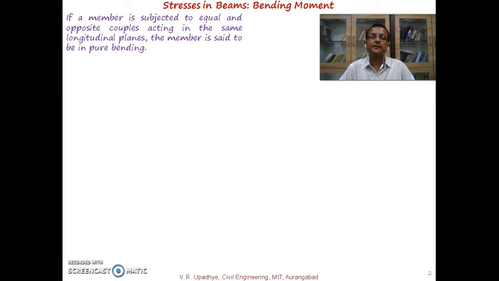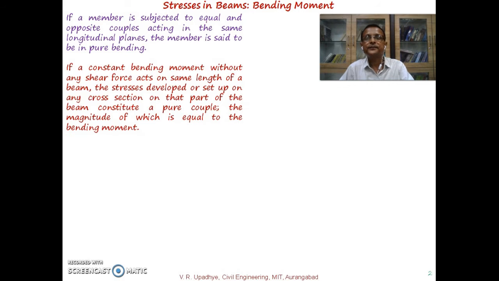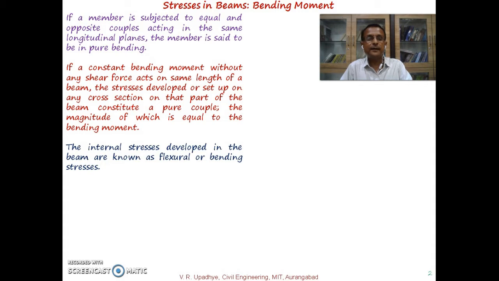If a member is subjected to equal and opposite couples acting in the same longitudinal plane, the member is said to be in pure bending. If a constant bending moment without any shear force acts on some length of a beam, the stresses developed on any cross section of that part of the beam constitute a pure couple, the magnitude of which is equal to the bending moment developed at that cross section. The internal stresses developed in the beam are called flexural or bending stresses.